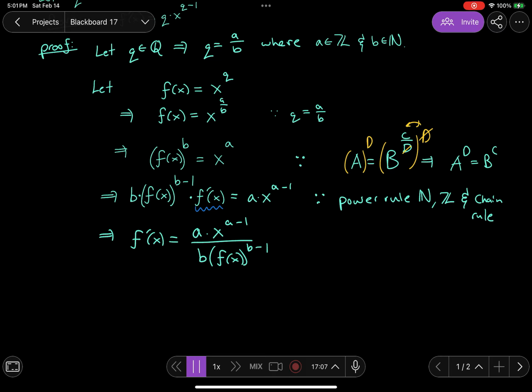Okay, this is huge. This is the same thing as a over b times x to the power of a minus 1, all divided by f of x to the power of b minus 1. But what was f of x? Oh, look right here. F of x is the same thing as x to the power of a over b. So that's what I'm going to replace this with.